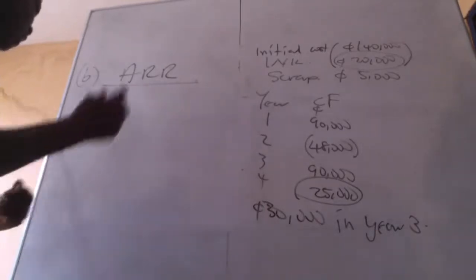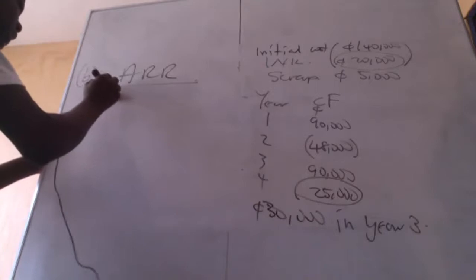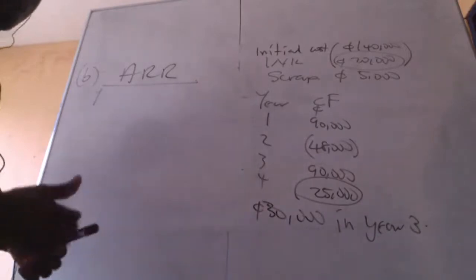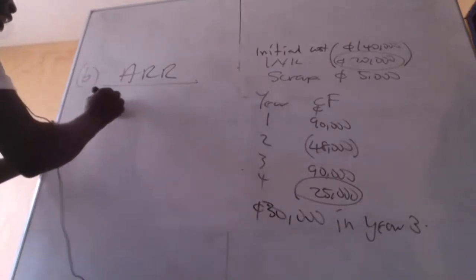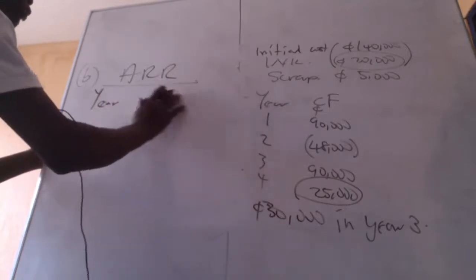Now let's go to the accounting rate of return and you'll be fine. So let's start the game. We'll start with our year, then our cash flow. Then we convert the cash flow to profits. Yes, for accounting rate of return we need profit, not cash flow. So it must be converted.